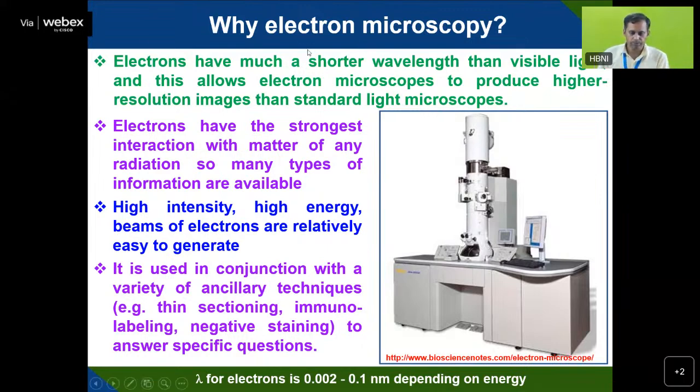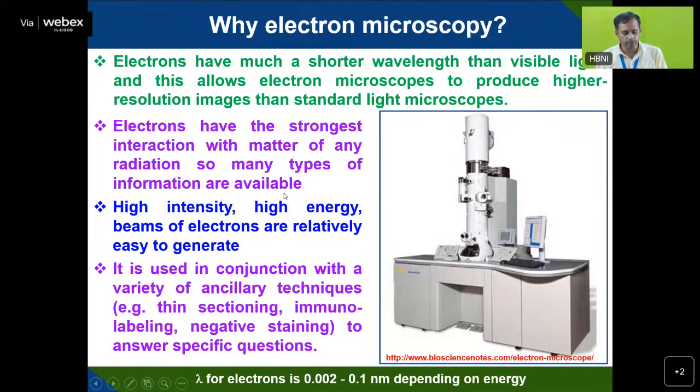So just to recapitulate what we studied last class, a little bit of basics on electron microscopy. As you know, why do we need electron microscopy? Electrons have much shorter wavelength than visible light, and this allows an electron microscope to produce higher resolution images than a standard light microscope. If you go for a light microscope, your image resolution is not that good. And second, you can't see smaller objects because the visible light has a larger wavelength than that of electrons. And electron has the strongest interaction with matter of any radiation.